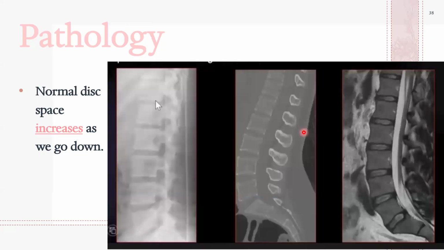And the last subject is some pathological notes. The normal disc space should increase as we go down. As we see in this X-ray, here the disc space increases gradually as we descend down. And in this CT scan and this MRI.